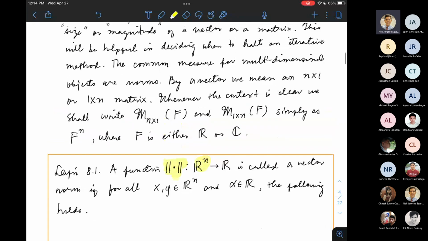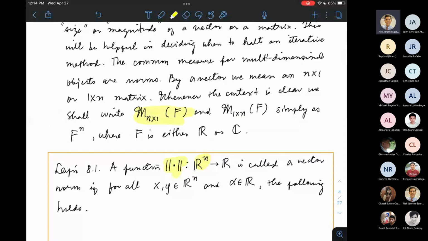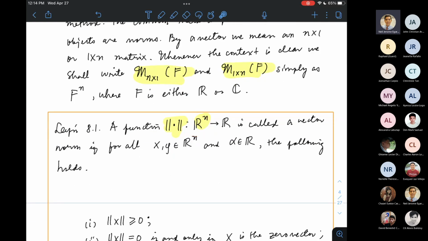So, nabanggit ko na nga ba dito? Kapag meron kang n by 1 o 1 by n matrix, susulat na lang natin siya as R to the n. Alright, so kung R^n, pag sinulat ko na R^n, ibig sabihin yan ay set of all n by 1 matrices o set of 1 by n matrices na ang laman niya ay puro real number. So kukuha lang ako ng isang vector, tapos nag-assign ako sa bawat vector ng isang positive real number.